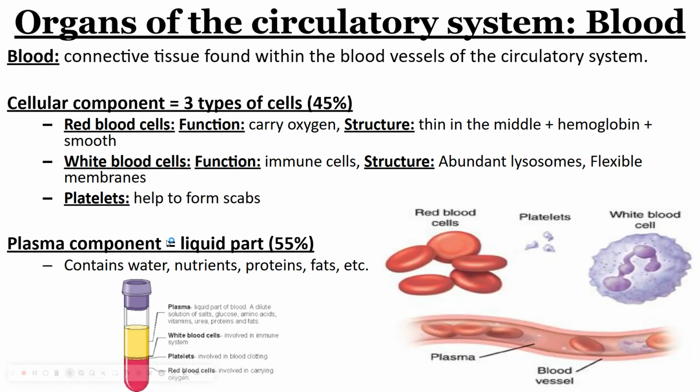And so here we saw the blood being made of two main components. Within the cellular component, there's three types of cells, and we saw the structure and function of each of those types of cells.